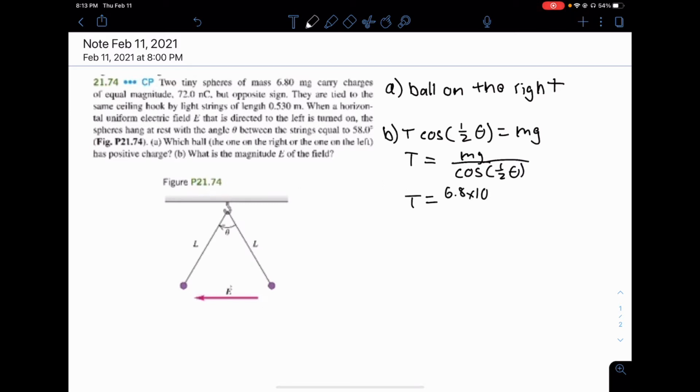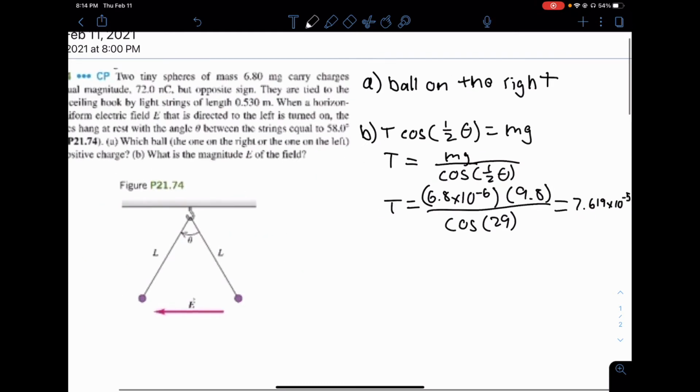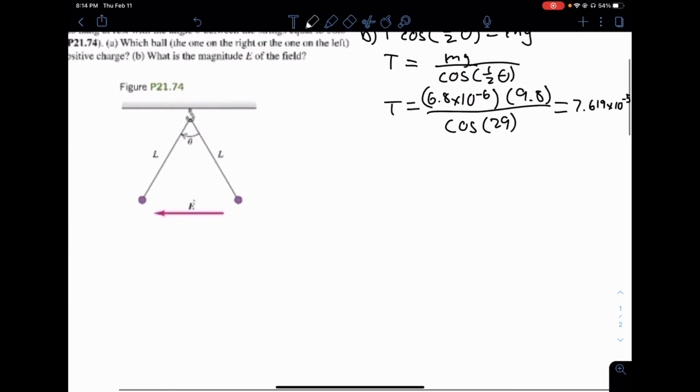6.8 times 10 to the minus 6 times 9.8, which is our value for gravity, times cosine of half the angle, which the angle is 58, so half of that would be 29, and that is going to give us a value of 7.619 times 10 to the minus 5. Let me write that 5. So this is one part of our force.